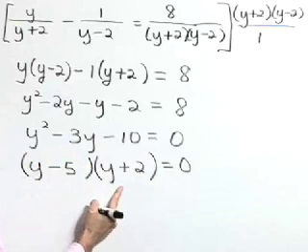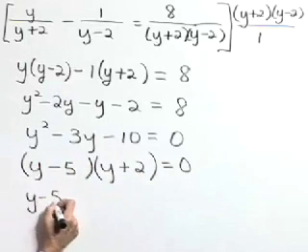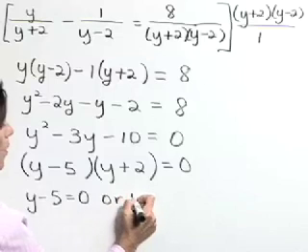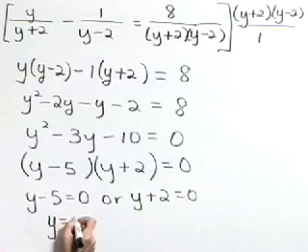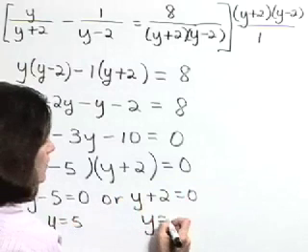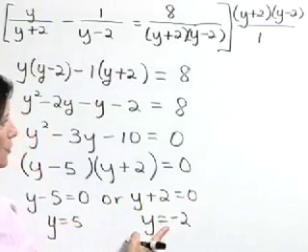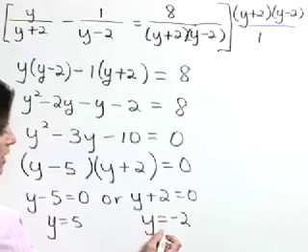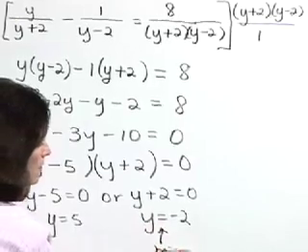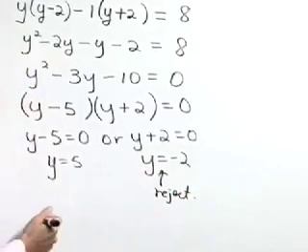Now use your zero factor property. y minus 5 is equal to 0, or y plus 2 is equal to 0. So y is equal to 5, or y is equal to negative 2. And that's a no on this one. We've already determined previously that a y value of negative 2 is going to cause a denominator of 0. So we cannot use this as a possible solution. Reject that one. It isn't going to work.